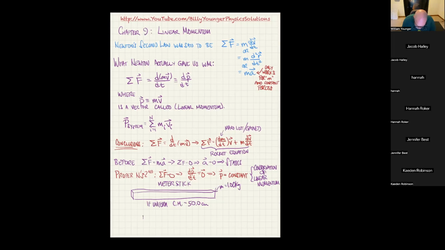Okay, now let's say instead of a meter stick, we have something like a meter stick, but it's a meter stick that's combined with some other stuff. Well, no, I didn't want to do that. Well, that did not work well.